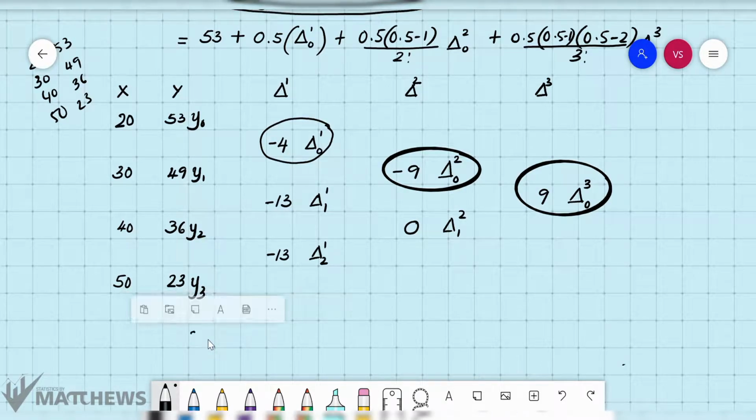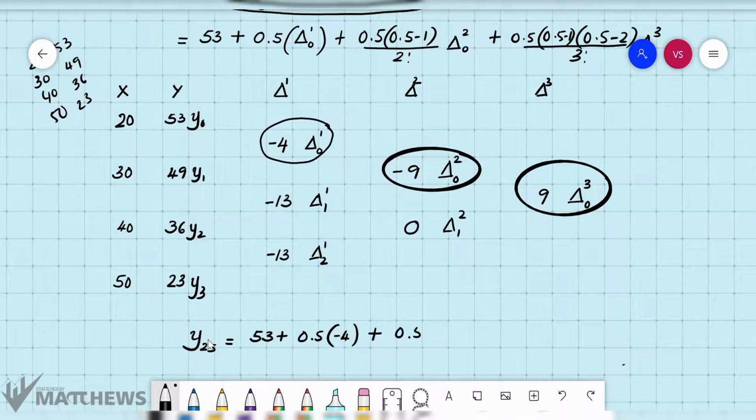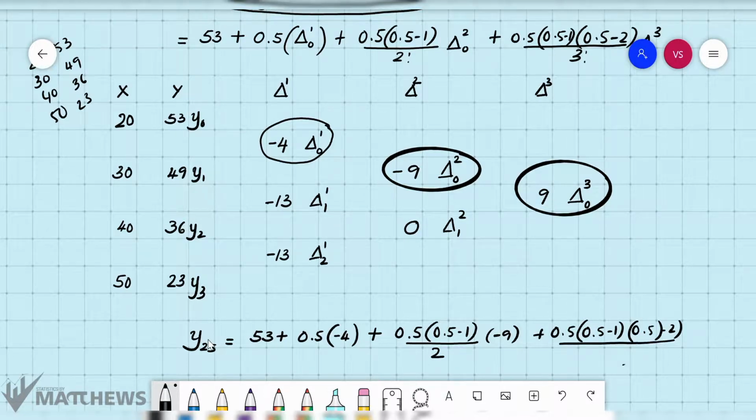or in other words y25. Is it right? y25 is equal to 53, continuation, 53 plus 0.5 into delta naught raised to 1, which is minus 4, plus 0.5 into 0.5 minus 1 divided by 2 factorial, which is 2, into delta naught raised to 2, which is minus 9. The next one is plus 0.5 into 0.5 minus 1 into 0.5 minus 2 divided by 3 factorial, which is 3 into 2 into 1, that is 6, into delta naught raised to 3, which is 9.